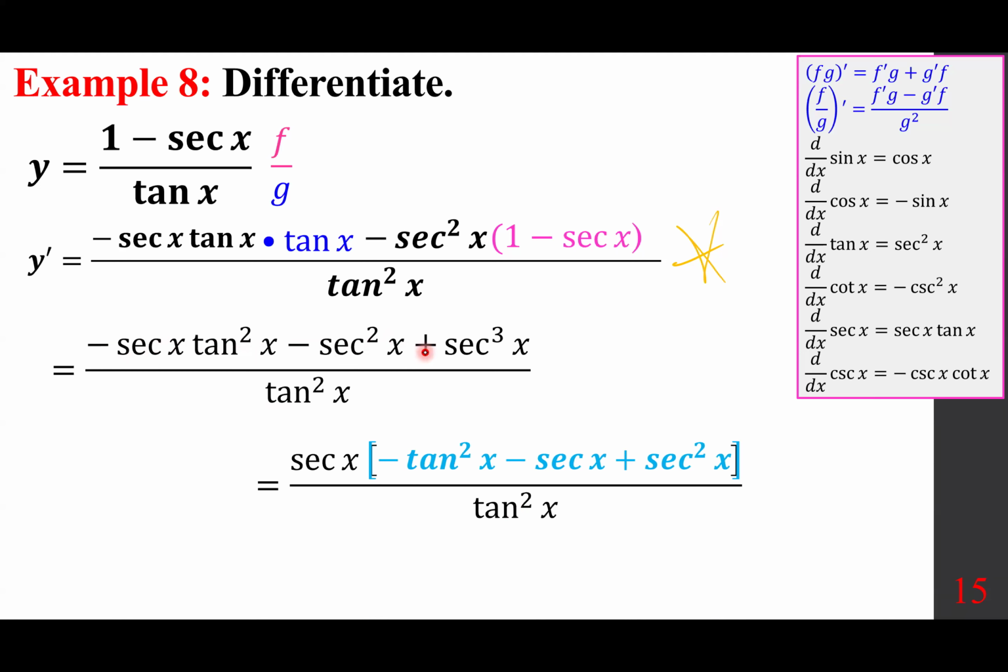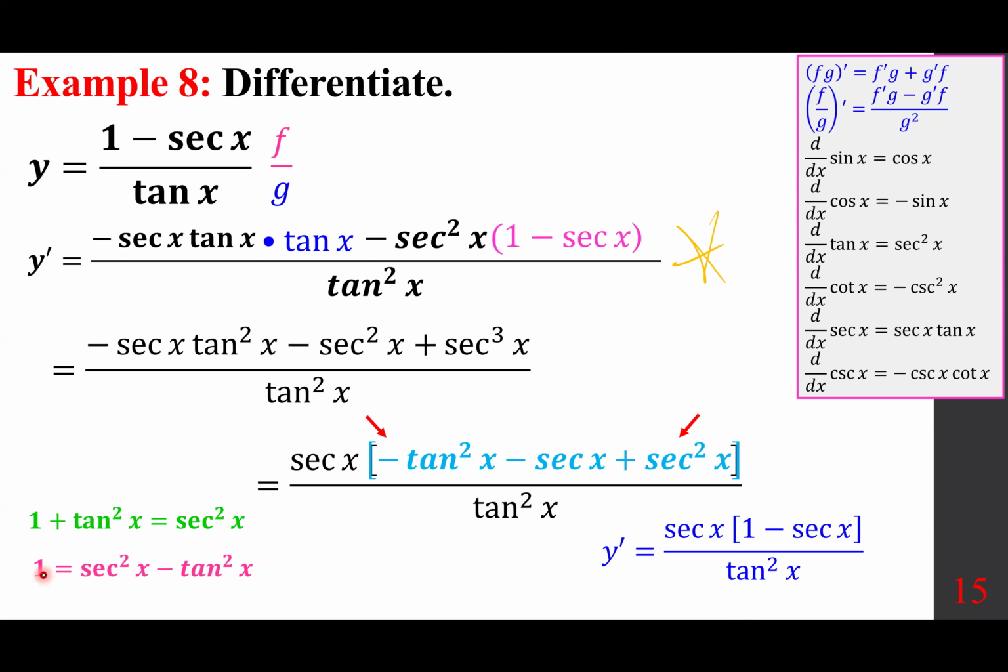One of the Pythagorean identities tells us that 1 plus tan squared is secant squared. So if I move the tan squared to the right, that means secant squared minus tan squared equals 1. Notice this one and this one, secant squared minus tan squared equals 1. Replace that. There's nothing else we can do to simplify it further. We are done.